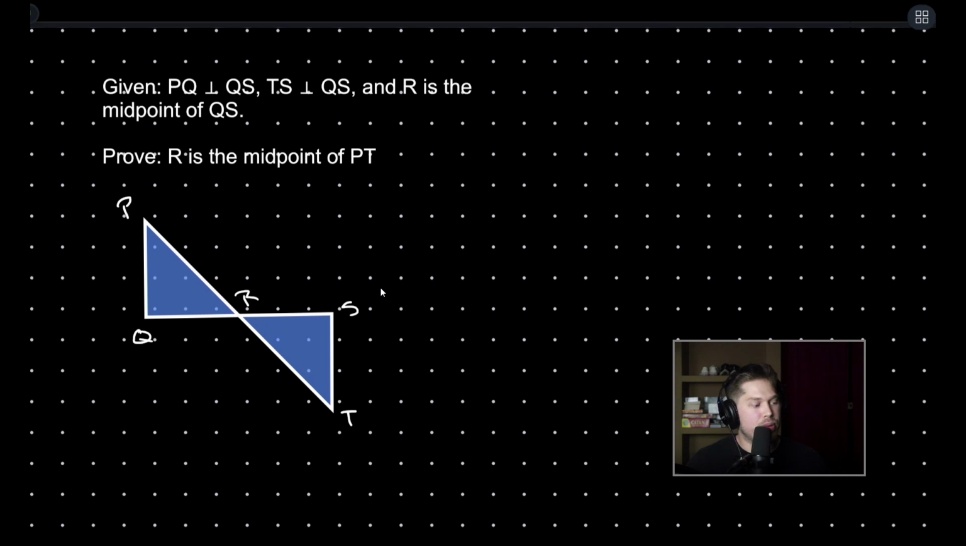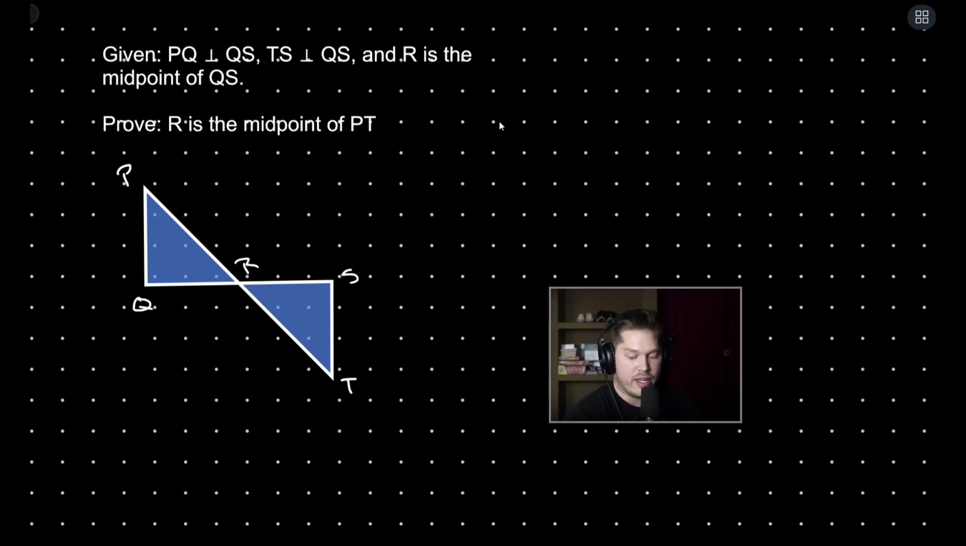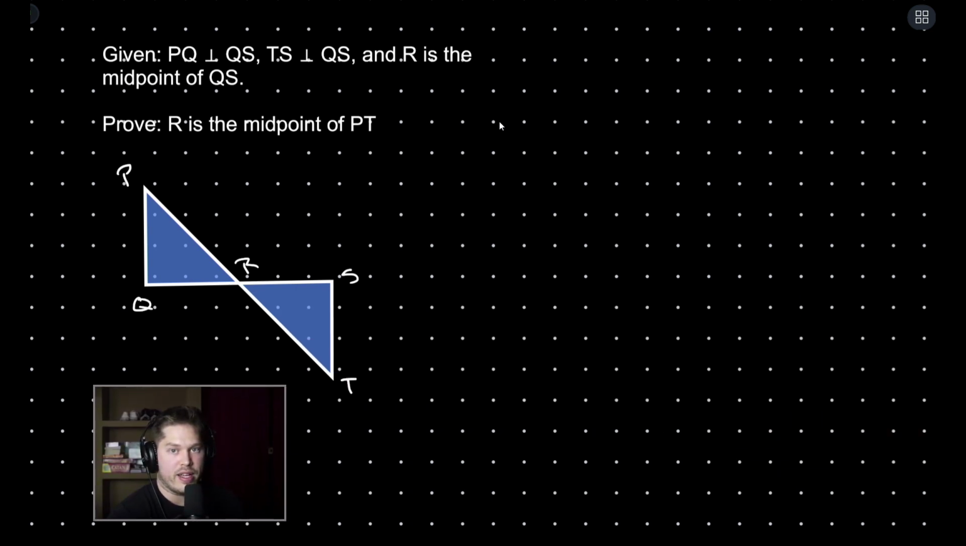Excellent. Let's continue forward. Let's look at this one. Given PQ is perpendicular to QS, and TS is perpendicular to QS, and R is the midpoint of QS, prove that R is the midpoint of PT. Okay, so here we have, and I'm going to move myself to the other side of the screen so I don't get in anybody's way of seeing exactly what's happening.